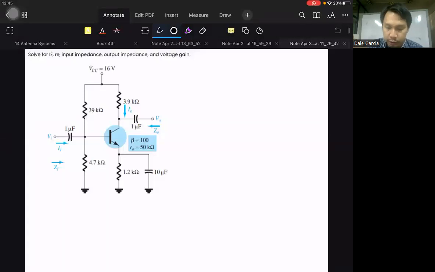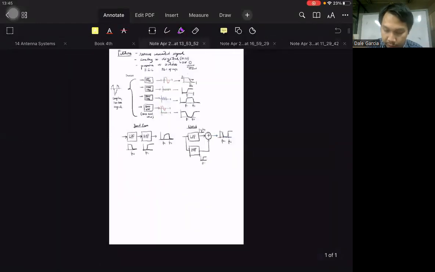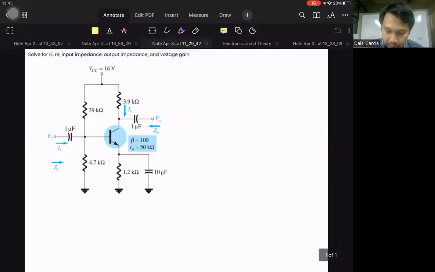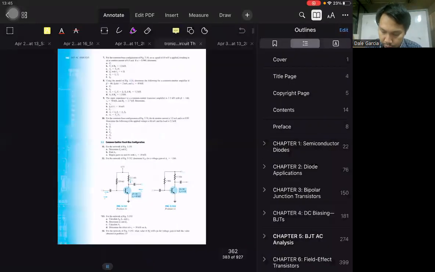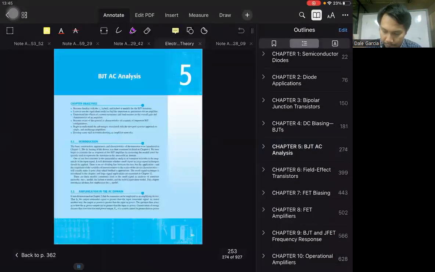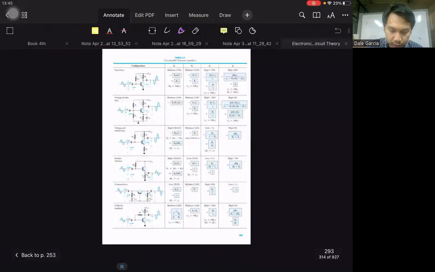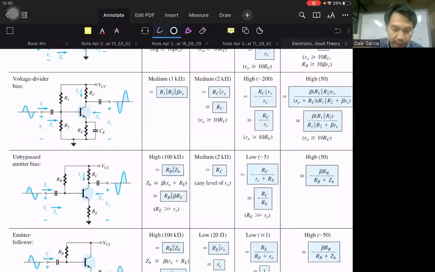So if we refer to our notes table, to solve for the impedances and the gain, we refer to this part of the table, the AC analysis table, voltage divider bias, for ZI, ZO, and AV. So first we need to solve also for RE to obtain those parameters.